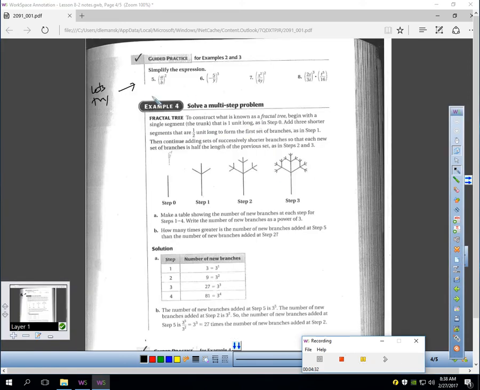Same thing here. Why don't you try these and pause the video, and then we'll do them together. Okay, we're back. This first example should be a to the 2nd over b to the 2nd.